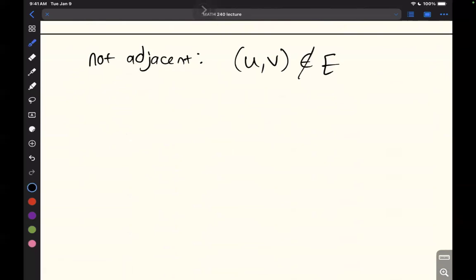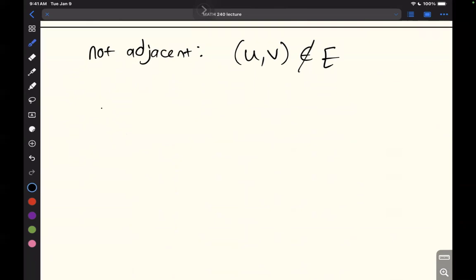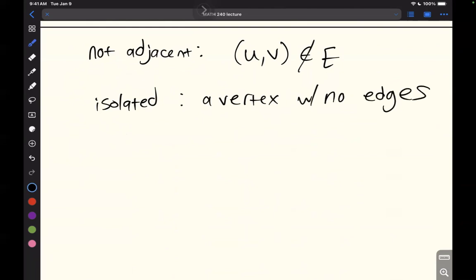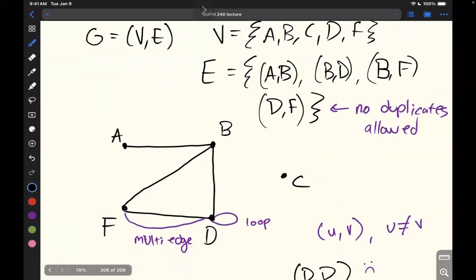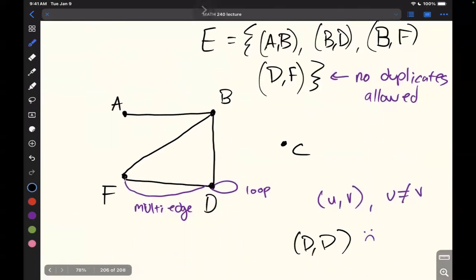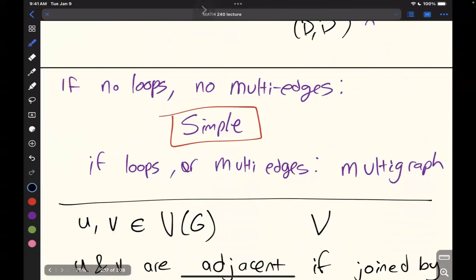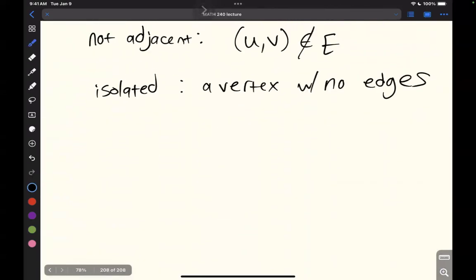The other term that the book brings up is isolated, which is just a lonely vertex that doesn't have any edges. A vertex with no edges. Let me scroll up and ask you, do we have any isolated vertices here? Yes, which one? C. C's lonely all the way over here, no edges.